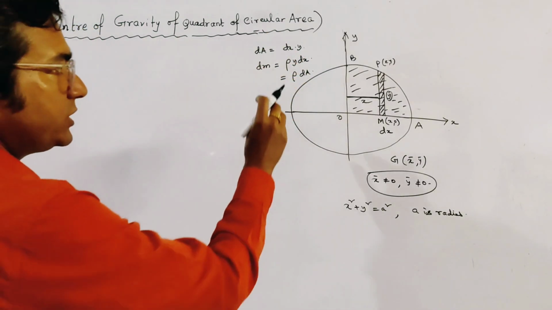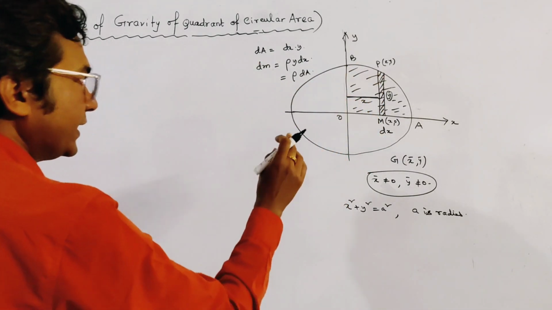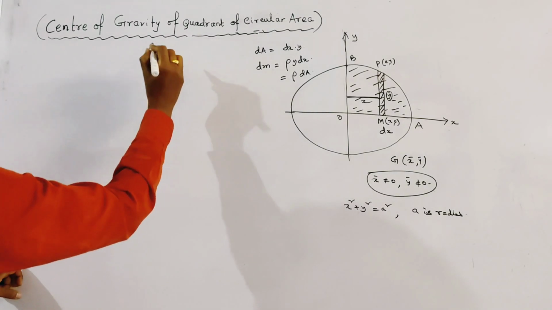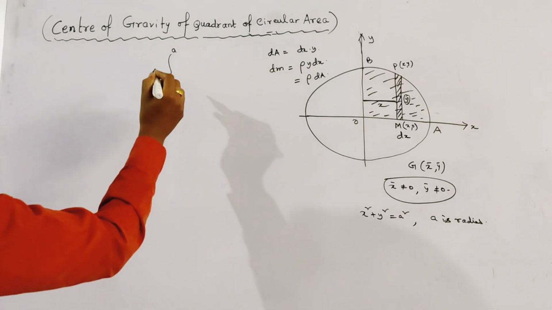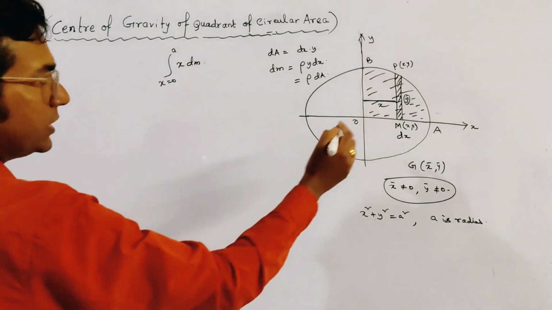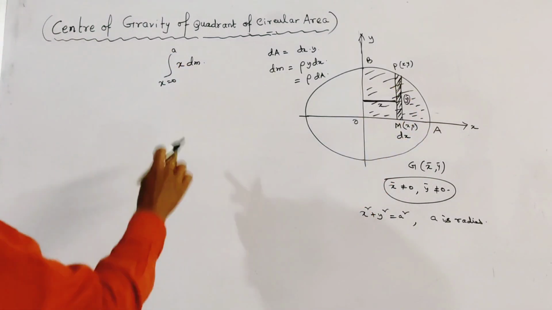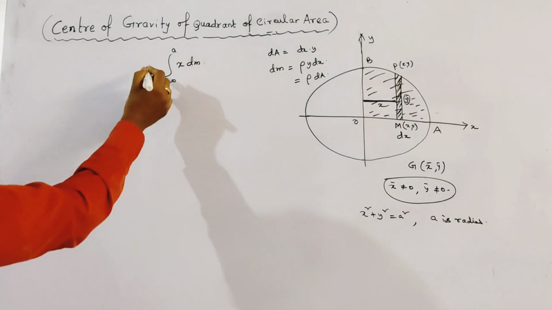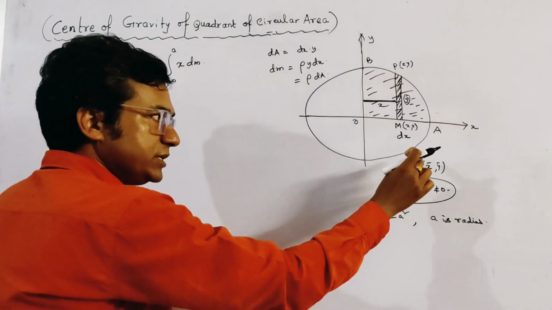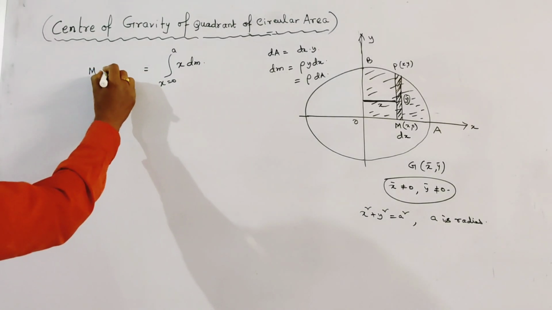Right, now taking moment of all the strips about y-axis, we get the total moment as integration from x equal to 0 to a of x into dm, because the distance of the elementary mass from the y-axis is x. So this is distance into dm, and the left side is given by the coordinate of G, x bar, y bar. So we get the total mass times x bar.